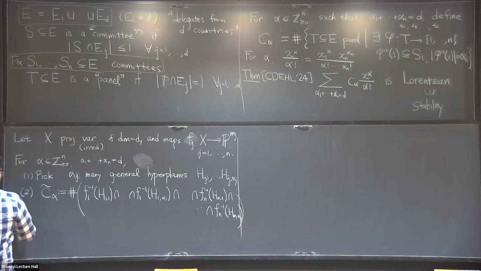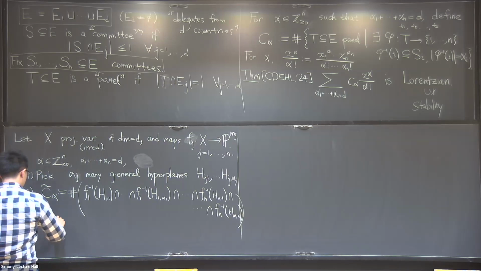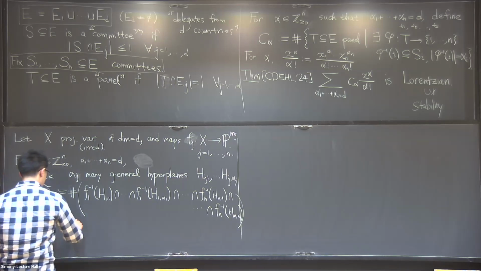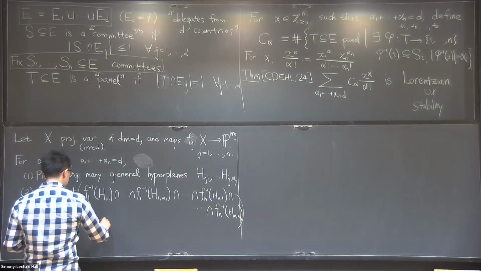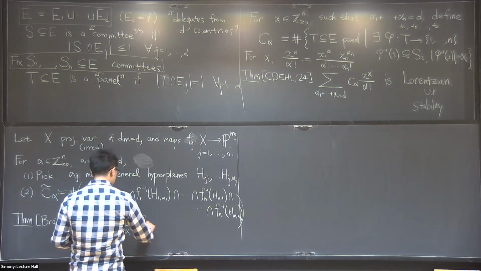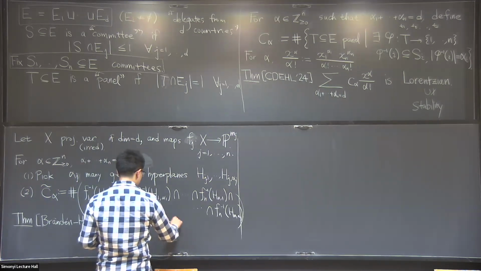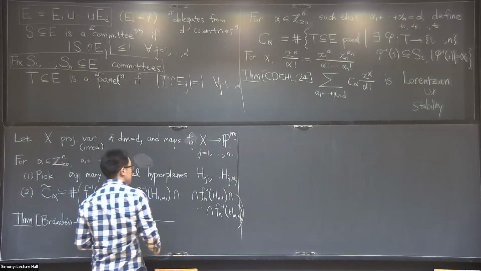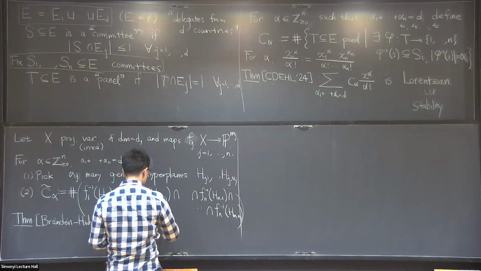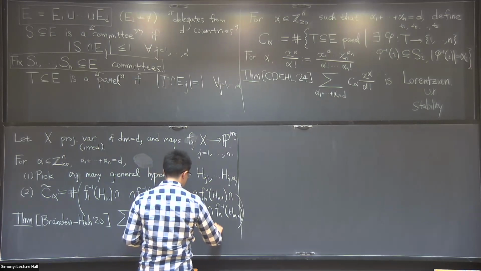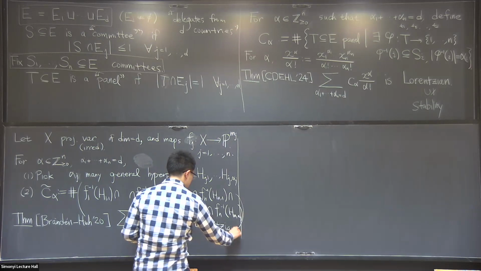And the theorem, due to Brändén and Huh, is that if I look at the exponential generating function for these counts, given this data, in other words, a projective variety of dimension d, and an n-tuple of maps to projective spaces of possibly various dimensions, this polynomial is Lorentzian. That's very nice properties.